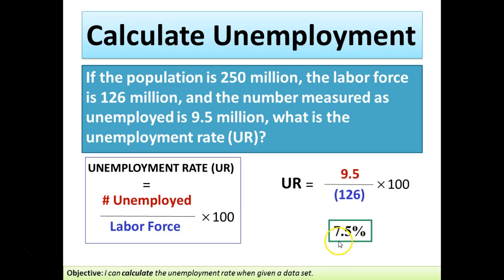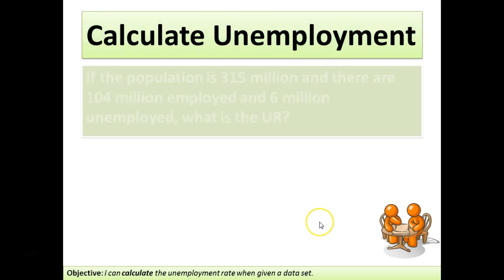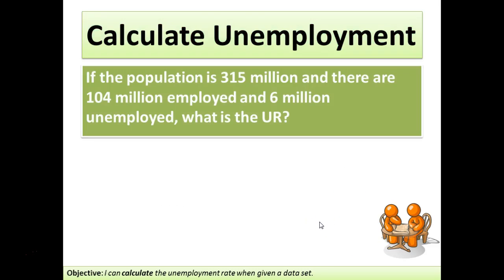That one's easy. We should get 7.5%. Make sure you're getting this correct decimal, that you're rounding it accurately. Next one, pause the video and try it on your own. All right, how'd you do?